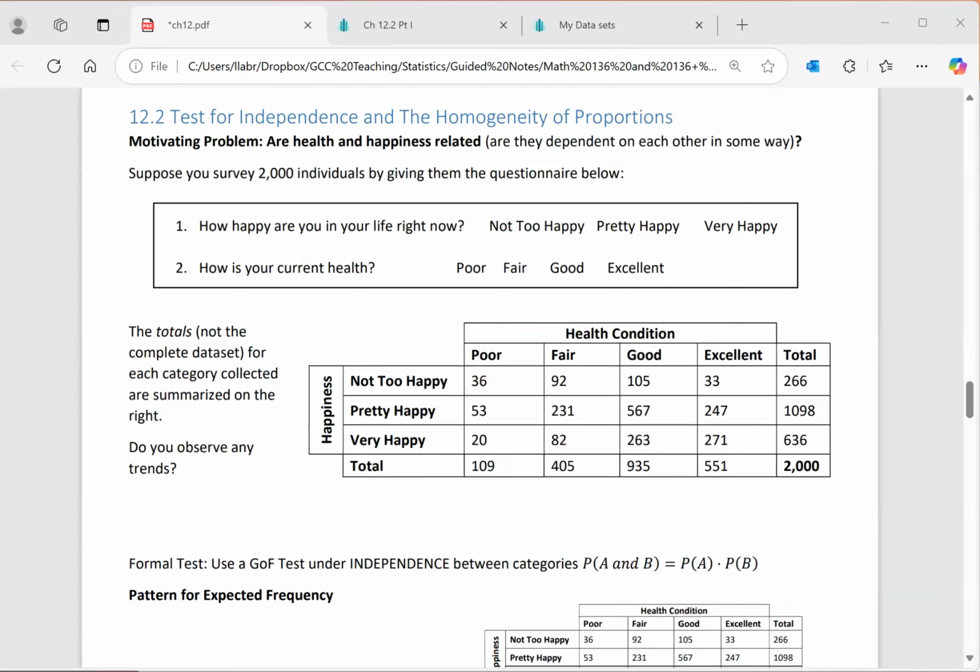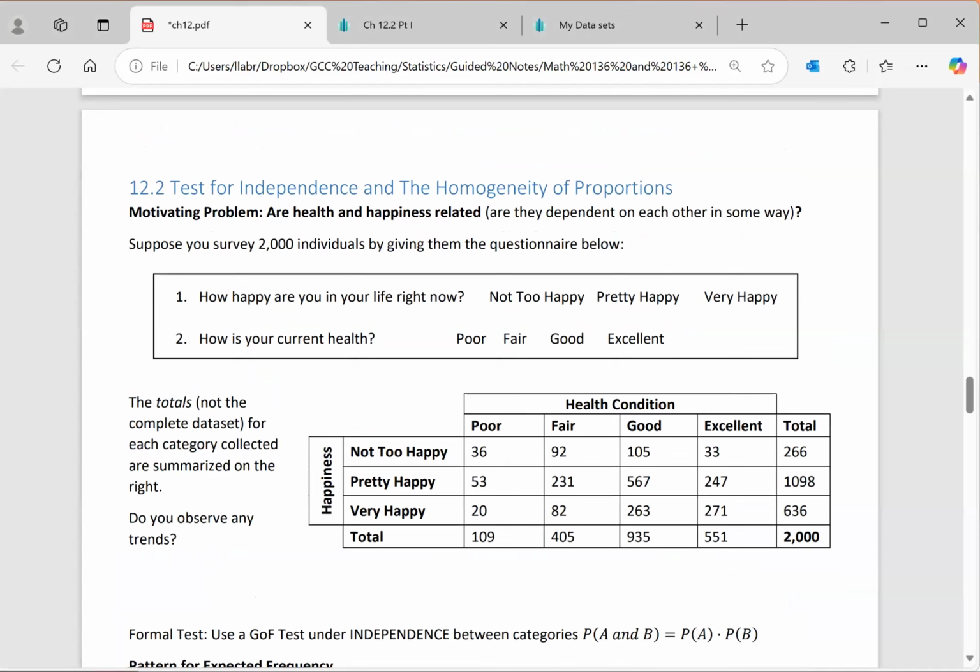Welcome back, everybody. The next topic that we're going to look at is called the test for independence. And this test is actually the same as the test known as the homogeneity of proportions. Homogeneity is basically just a different way of wording that means the same. In other words, equality of proportions.